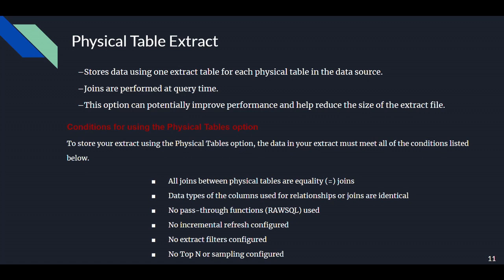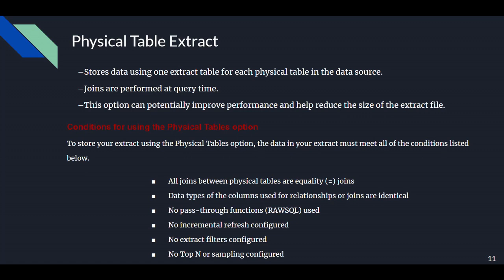Now, about the physical table extract: it is present in a normalized schema. Normalization is the technique of dividing the data into multiple tables to reduce data redundancy and inconsistency and achieve data integrity. The physical table extract stores the data using one extract table for each physical table in the data source. However many physical tables I have, the data will be stored in that many tables.